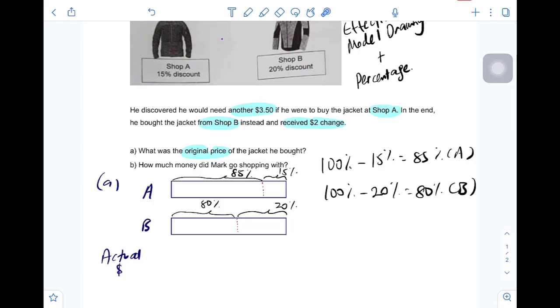Okay, now take note. This person does not have enough money to buy from shop A. So his actual amount of money must be lesser than this red box here. But it has to be more than this second red box. Why? Because he does not have enough to buy from shop A, but he has slightly more money for shop B as well. So if he buys from shop B, there will be an extra $2 for him. Okay, so now we try and draw a model for the actual amount, which has to be in between these two amounts. Let's draw a square properly.